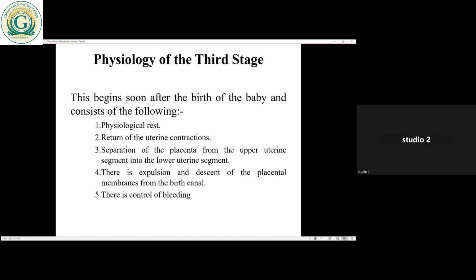So look at physiological rest. The woman will stop contracting. She'll stop shouting. Then gradually you see that the uterus is coming back, and then the placenta will start to separate. The placenta is at the upper uterine segment. That's where it will start, and then come into the lower uterine segment. There is expulsion and descent of the placenta and membranes from the birth canal. Then at the end, the uterus itself will control bleeding. We will look at all these things.